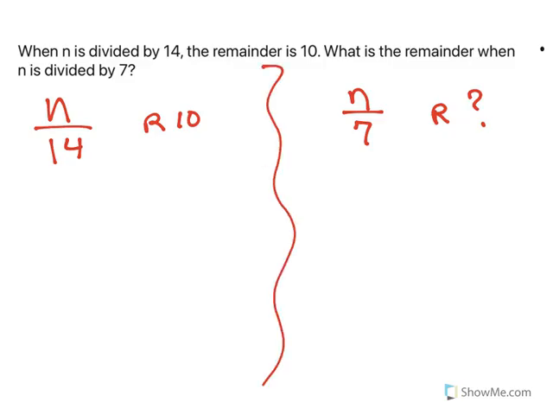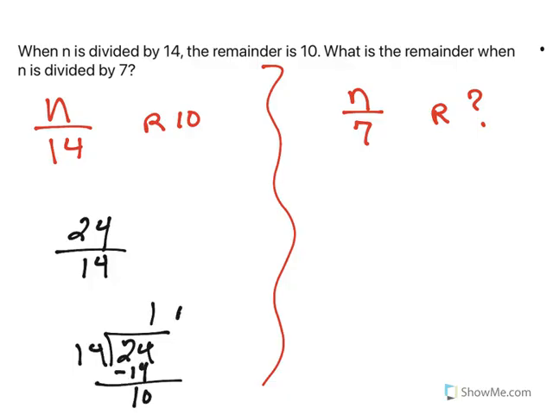So in my head, I think, okay, what number, if I divide by 14, will I get a remainder of 10? Well, 14 plus 10 is 24. So if I take 24 and divide it by 14, right? Think about the long division of this. 14 goes into 24 one time, and I have a remainder of 10, right? We don't care how many times it goes in, but I have a remainder of 10. Well, let's keep that idea.